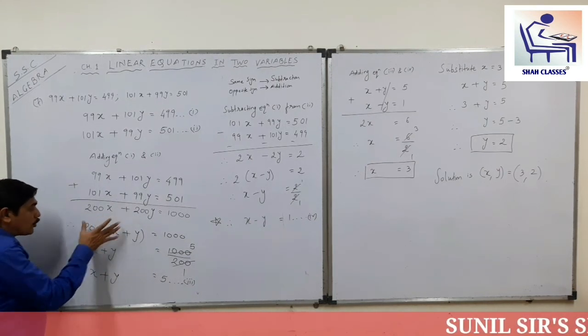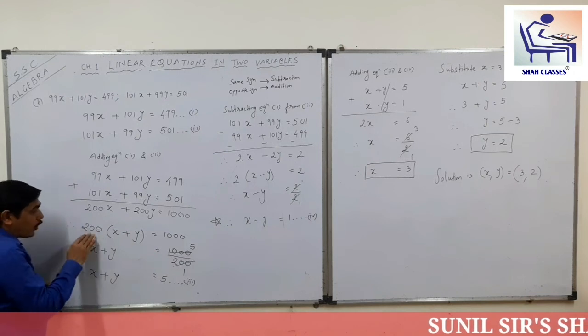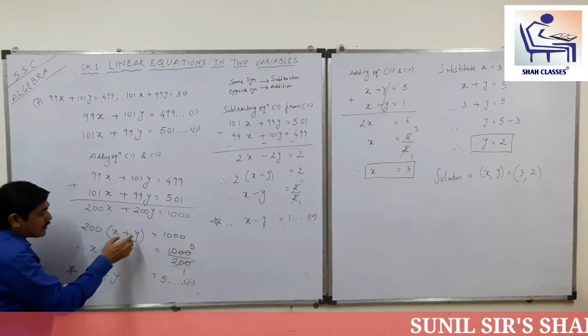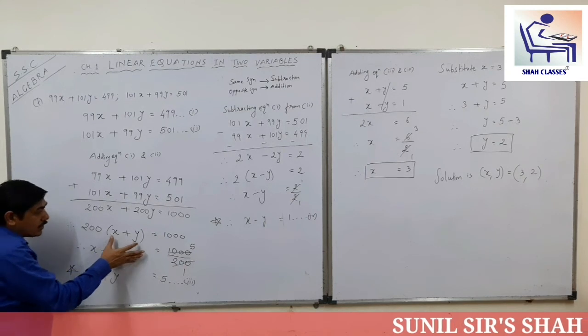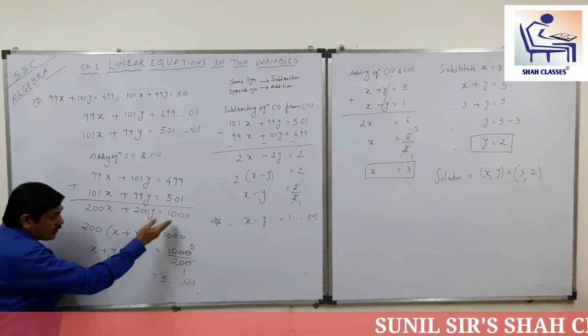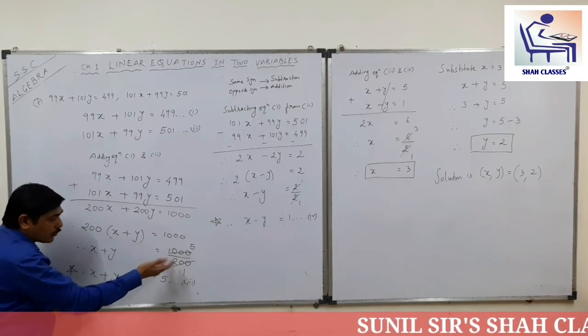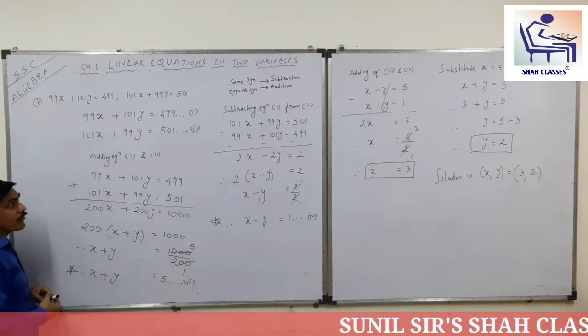Okay, so the same value here. We can do the 200 as common. Uncommon parts we can take separately. So 200 into x plus y is equal to 1000. So x plus y is equal to 1000 divided by 200. So x plus y is equal to 5.